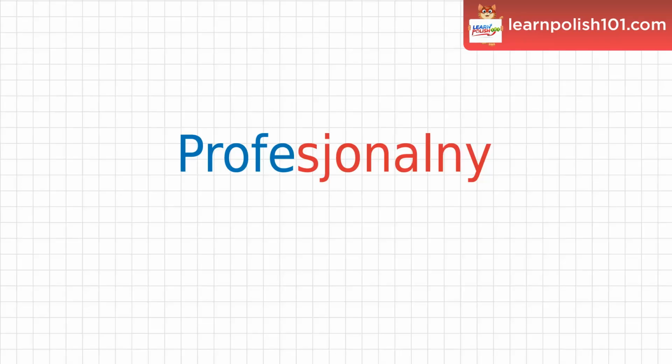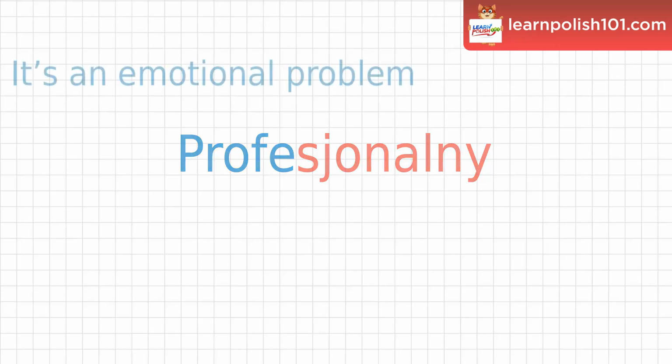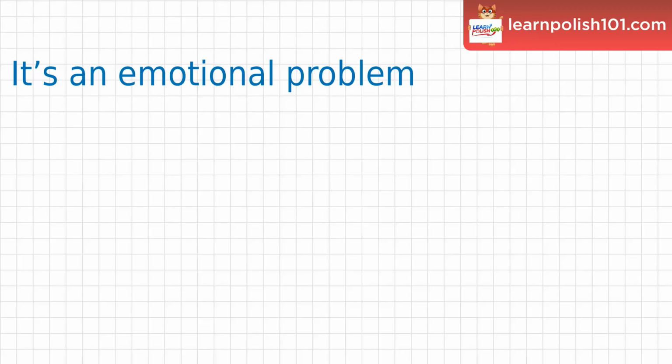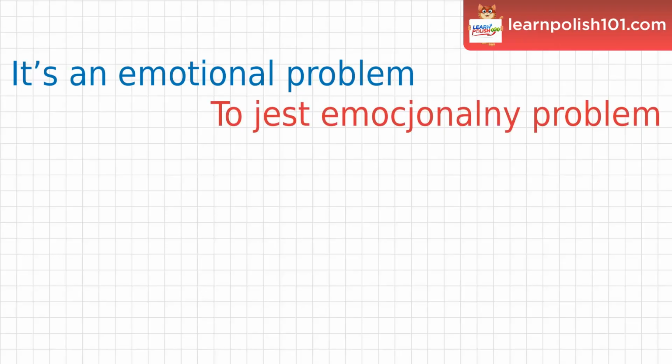So let's put those into some really useful sentences. It's an emotional problem. Remember, problem, exactly the same spelling in Polish and English, just pronounced in the Polish way, with O as in orbit and E as in elephant. It's an emotional problem. To jest emocjonalny problem.